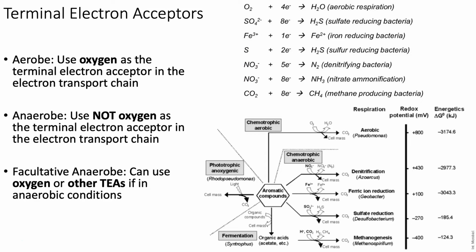If you use either oxygen or a different terminal electron acceptor, we call those facultative anaerobes. Okay, so they're anaerobes in that they can use an alternative terminal electron acceptor. Facultative is sort of like, well, if they have oxygen around, then they're going to use that because oxygen is definitely the best. However, if there's no oxygen around, like they use it all up, then they will switch to something else. Now, what happens if you run out of your terminal electron acceptor?